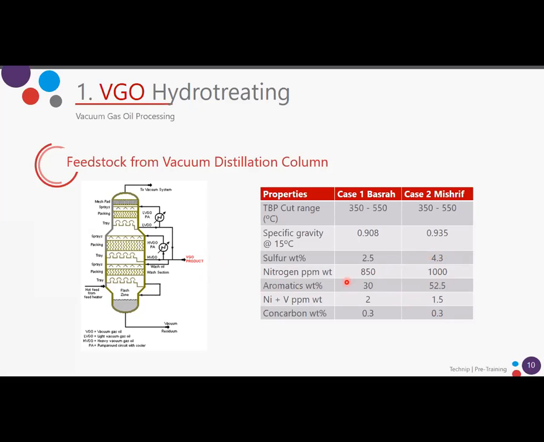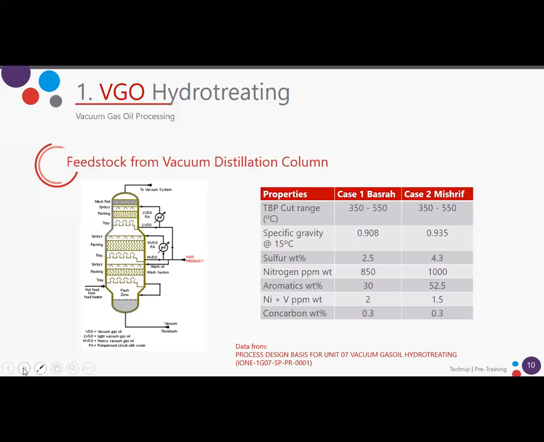Okay, so this is the feedstock. Remember, it comes from the vacuum distillation unit. This is the VGO, the vacuum gas oil. Of course, you can find all this data in the process design basis for this unit. For the vacuum gas oil hydrotreating, you have all the data of the feedstock and the product specification.